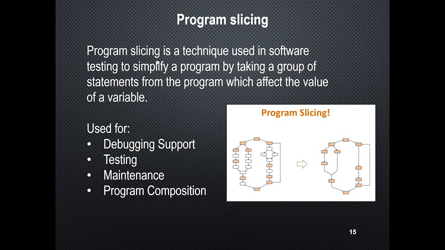Okay, so I'm going to be going over program slicing, which is a technique used in software testing to simplify a program by taking a group of statements from the program which affect the value of a variable. As you can see in this program right here, we're starting out with just a regular program, and then you're taking out all the unnecessary statements, which are the white boxes, and you're ending up with a simplified version of it. The reason why you would want the simplified version is because it's easier to debug, test, and maintain, especially the longer programs.